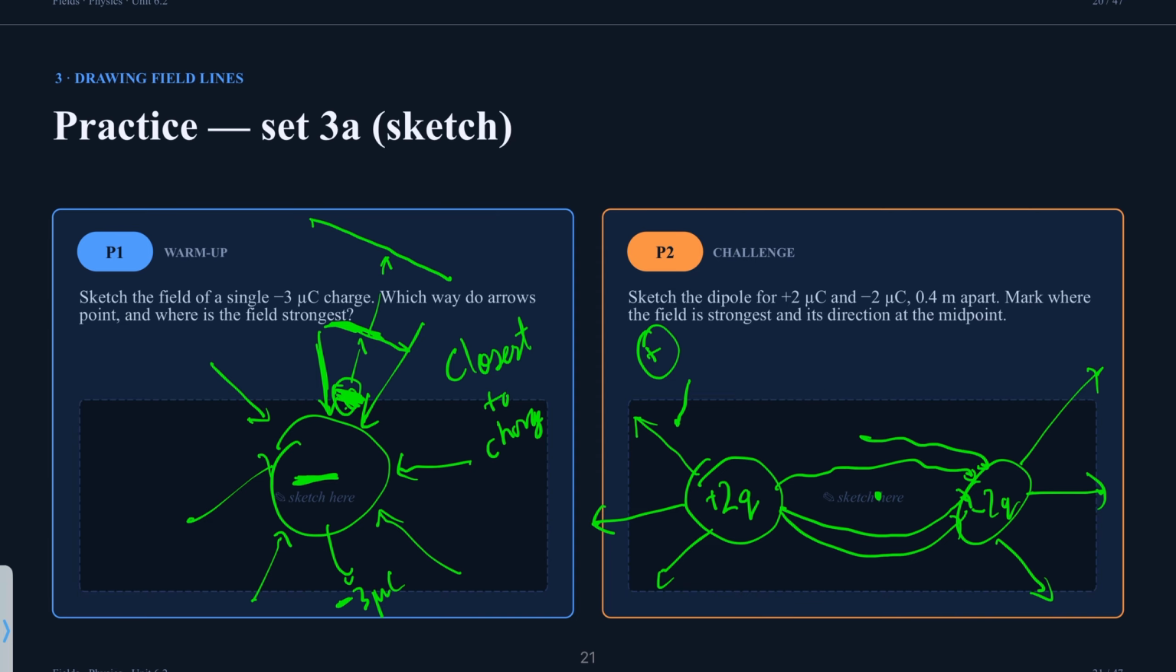And at the midpoint, it's just going to be rightward, right? Because the proton is emitting rightward. It's emitting away from itself. And the electron is taking into itself, right? So either way, it's going rightward.